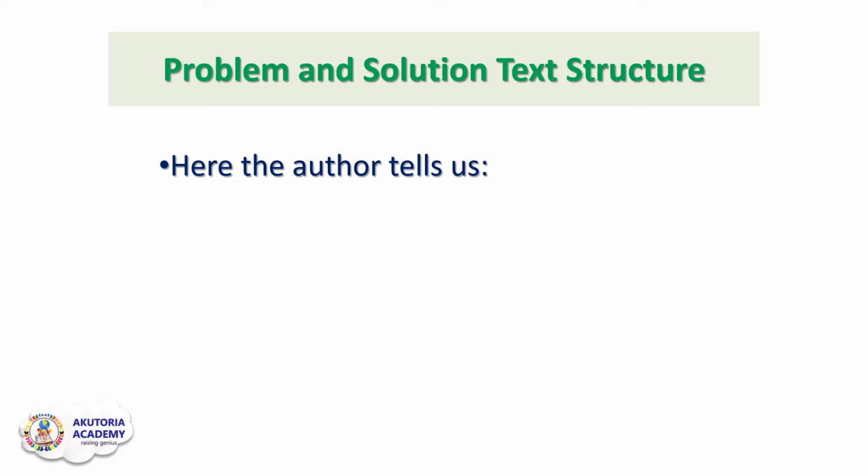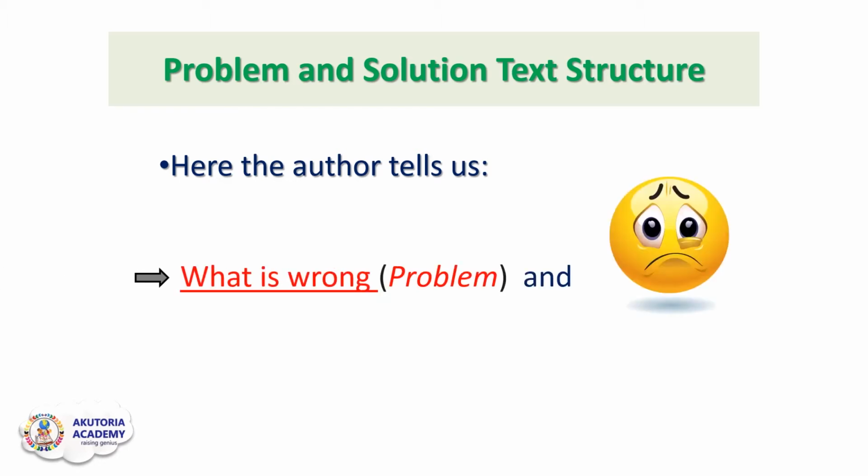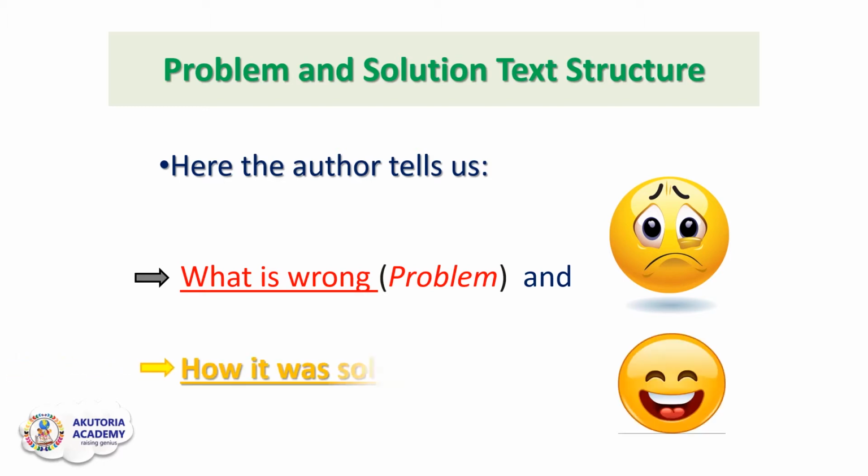The first we'll be considering in this video is the problem and solution text structure. Here the author tells us what is wrong, which is the problem, and he also tells us how it was solved, which is the solution. So what went wrong, the problem, and how was it solved, the solution. Okay, so let's see an example of problem and solution text structure.